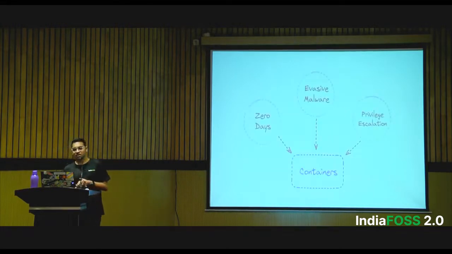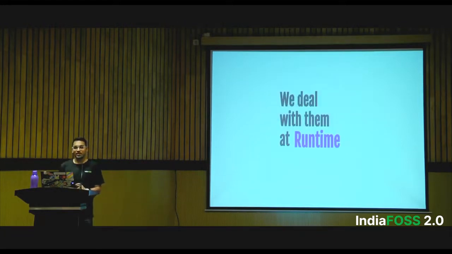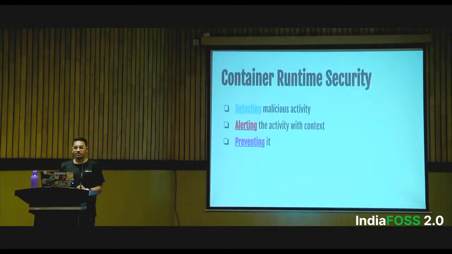So I mentioned Log4j and PwnKit. So they essentially are 0 days. We usually have some sort of static analyzers for our containers which help us analyze what known vulnerabilities our containers are affected by. But vulnerabilities like 0 days, evasive malware, or privilege escalation attempts in our containers, they happen at runtime and they cannot be detected by static analyzers. So how do we deal with vulnerabilities that manifest at runtime? We deal with them at runtime. So the term container runtime security.